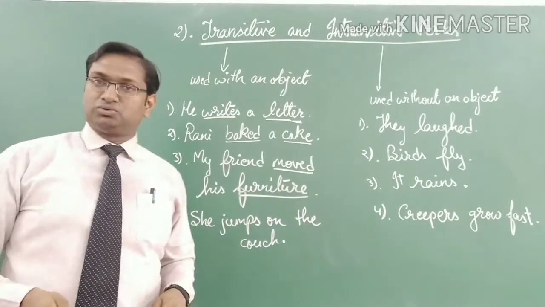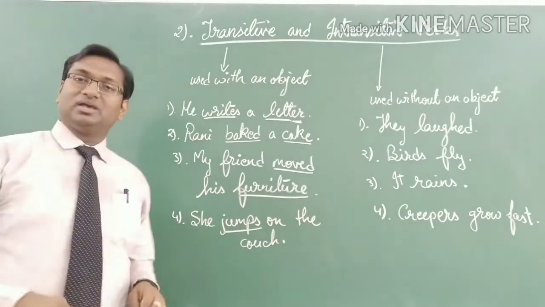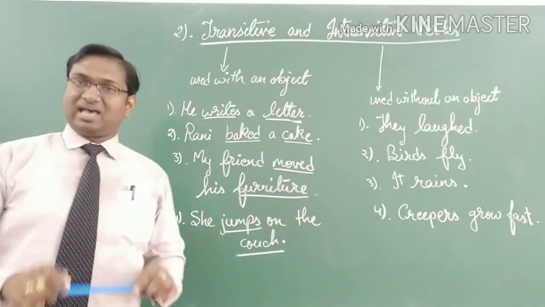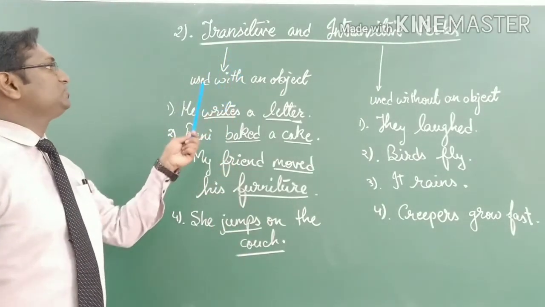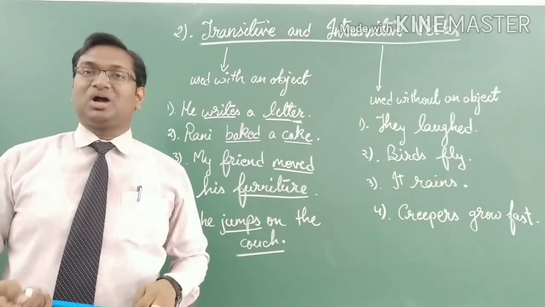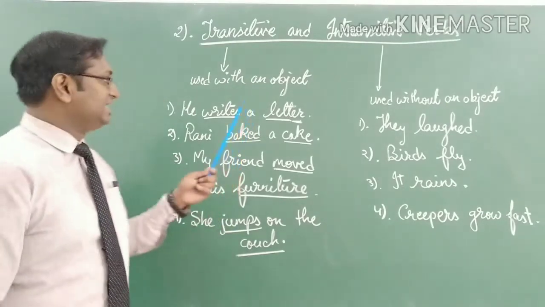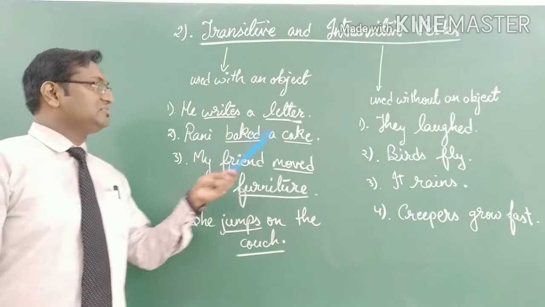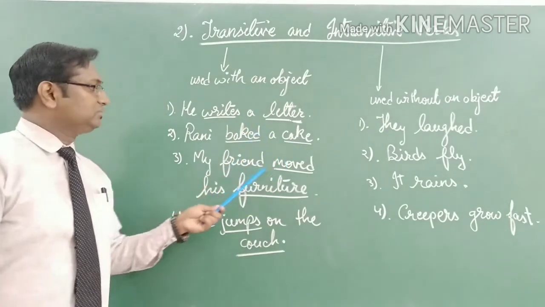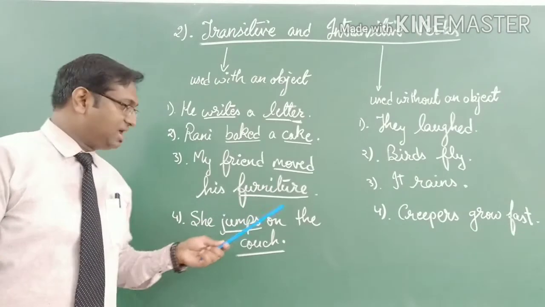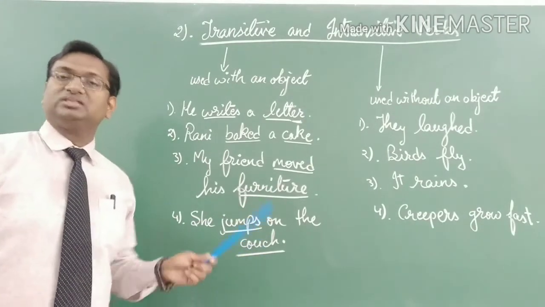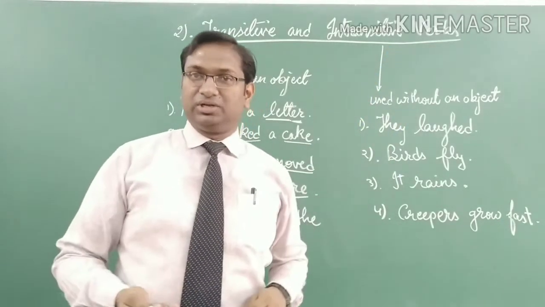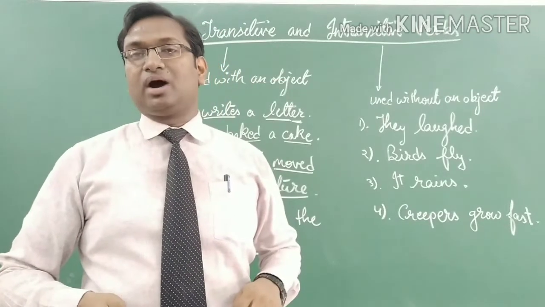She jumps on the couch. Jumps is your verb and object is couch. As I said, transitive verbs are those verbs which need an object to complete its meaning in the sentence. So that is why over here with writes we have object letter, with bake we have object cake, with move we have object furniture, and with jumps we have object couch. Now let's move on to intransitive verbs. I told you that intransitive verbs do not require any object.